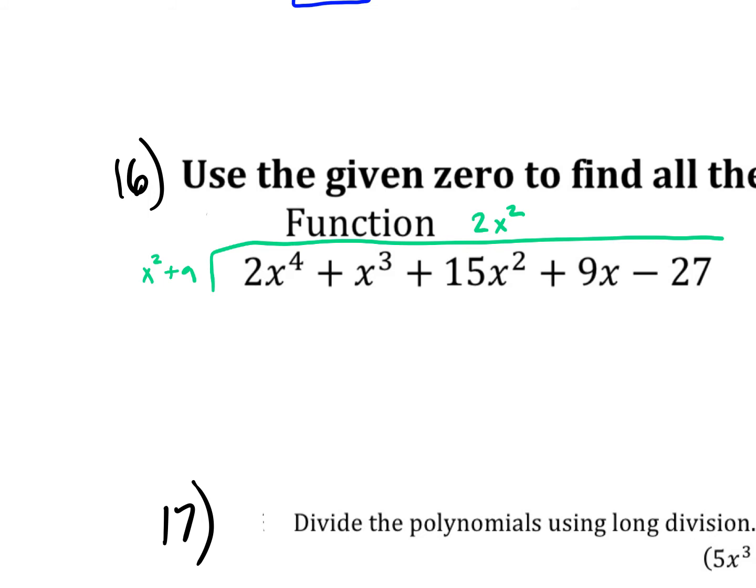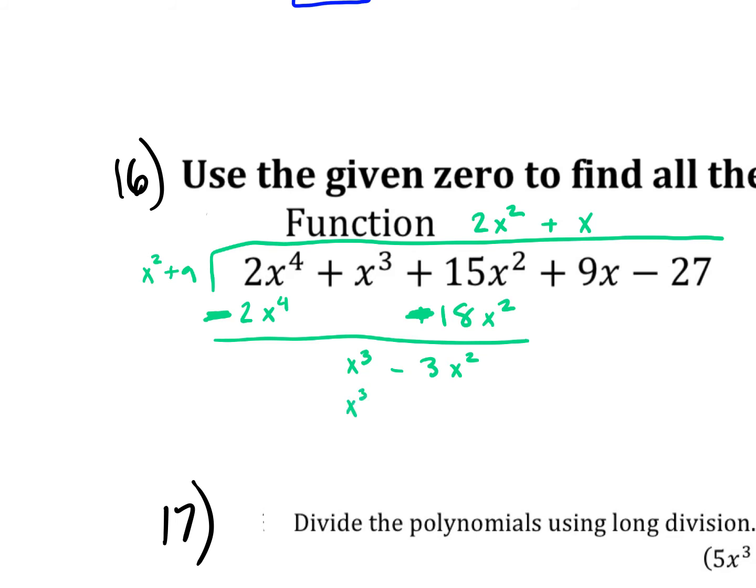So then I multiply 2x squared times x squared, which would be 2x to the 4th power. And 2x squared times 9 would be 18x squared. I have to change the sign and then combine. So I'm going to drop down this x cubed. This would be minus 3x squared. So then what times x squared gives me x cubed? X. So next I have plus x. Multiply. So this would be x cubed plus 9x. Change the sign, and combine.